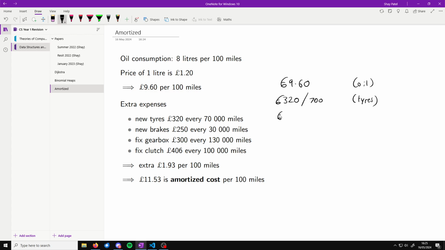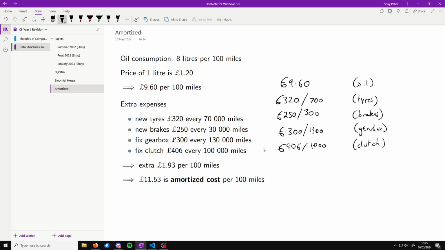If we want to look at brakes, 250 every 30,000 miles. Every 100 miles, that's that divided by 300. So this is going to be our brakes cost. Looking at the gearbox, this is 130,000 miles. To get 100 miles, we want to divide that by 1,300. So this is the gearbox. And then the clutch, 406 divided by 1,000 to get however much it is every 100 miles. So this is the clutch.